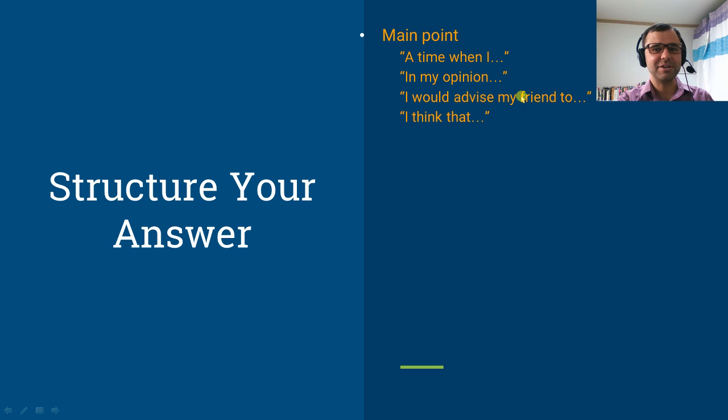Or I would advise my friend to ask his parents for advice. I would advise my friend to join a speaking club on campus. I would advise my friend to ask his teacher for help. Something like that. I think that a good coworker is trustworthy. Something like that. That's going to be 1 sentence in your answer.